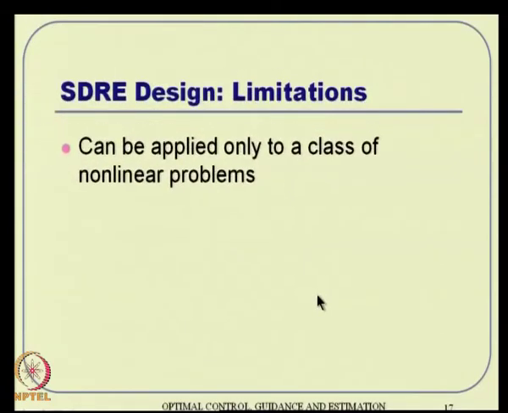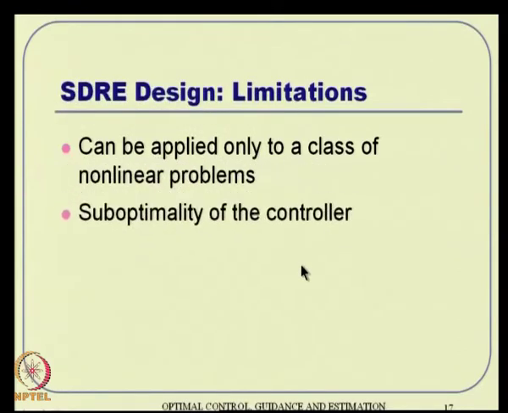The very first limitation is it can be applied only to this class of nonlinear problems that you are talking about, which is in general true, but still we should remember that it is not a very universal nonlinear control design that you can blindly take and apply to any nonlinear problems actually. The second is obviously we have to live with suboptimality in general, and only when you have a scalar problem you have optimality, but in general you have to just get happy with the suboptimality of the controller.